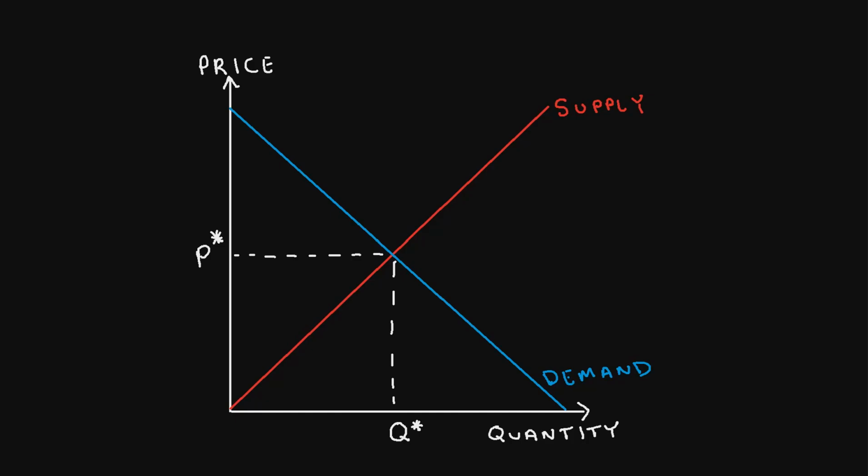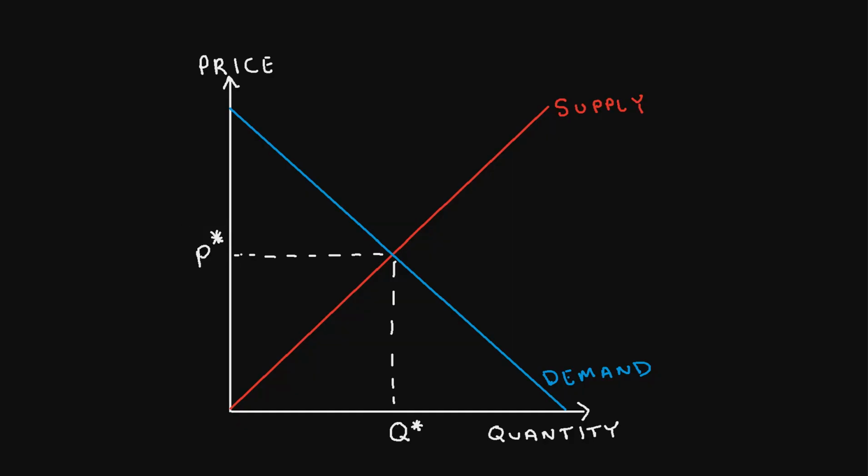In this video, I will provide a quick explanation of price ceilings and price floors in economics. So let's consider the following graph that shows a supply curve and a demand curve for some good. Now, in this graph, I've labeled the equilibrium price as P star.